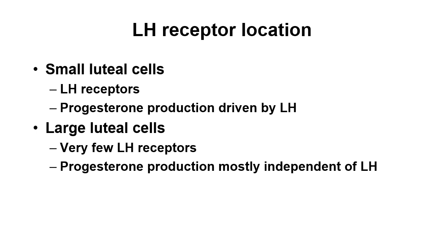Both the small and the large luteal cells have LH receptors now for the production of P4. The small luteal cells have LH receptors and they work by the mechanism as shown previously. Note that P4 production is driven by LH. The small luteal cells will require LH for P4 production. For the large luteal cells, on the other hand, they have very few LH receptors, and the P4 production is independent of LH.